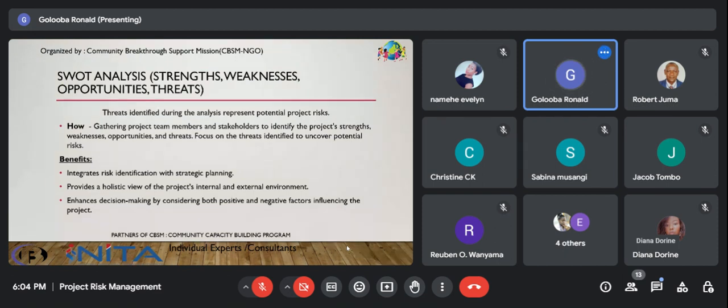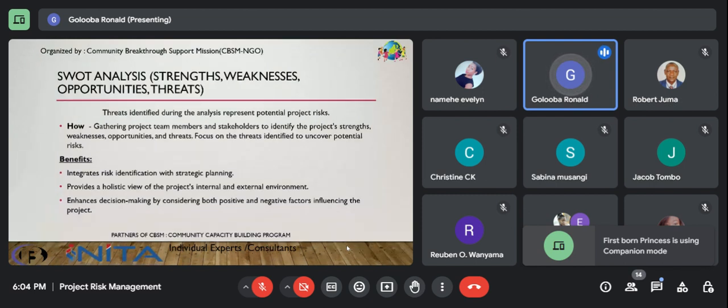But we also have a SWOT analysis for identifying risks. And as we know, the strengths, weaknesses, opportunities, and threats technique is used to identify the project's internal strengths and weaknesses, as well as external opportunities and threats. And when we come to risk management identification, we are focusing on threats identified during the analysis, which represent potential project risks.